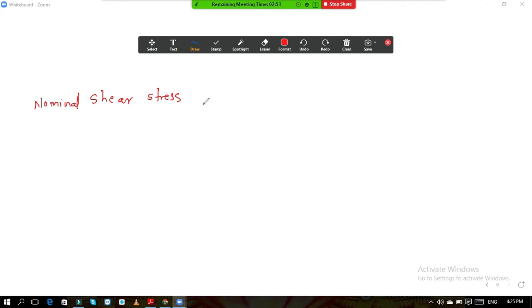So now nominal shear stress is tau v. Nominal shear stress means the shear stress which is developed in the slab. What is the formula for nominal shear stress? It is Vu upon bd. This is given in the IS code, so no need to learn this by heart.